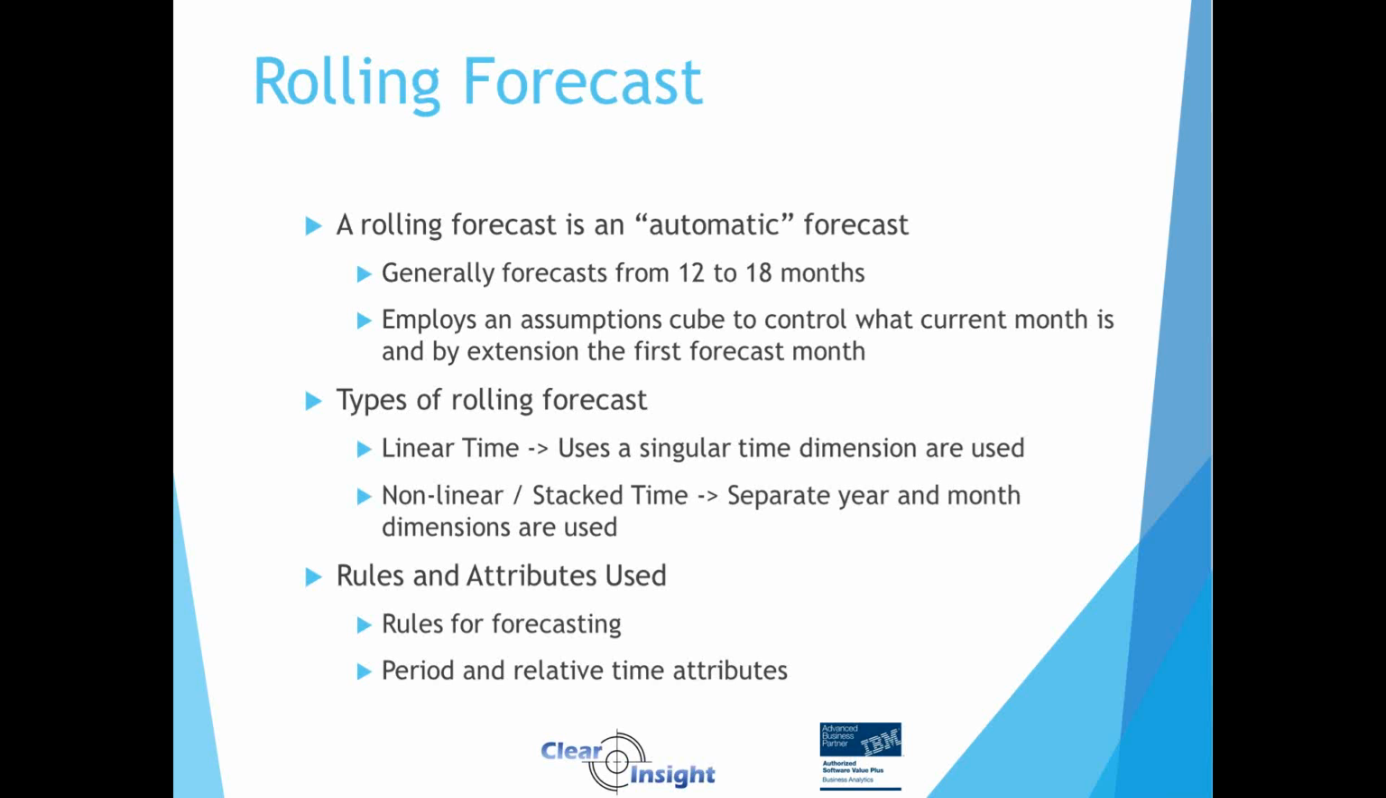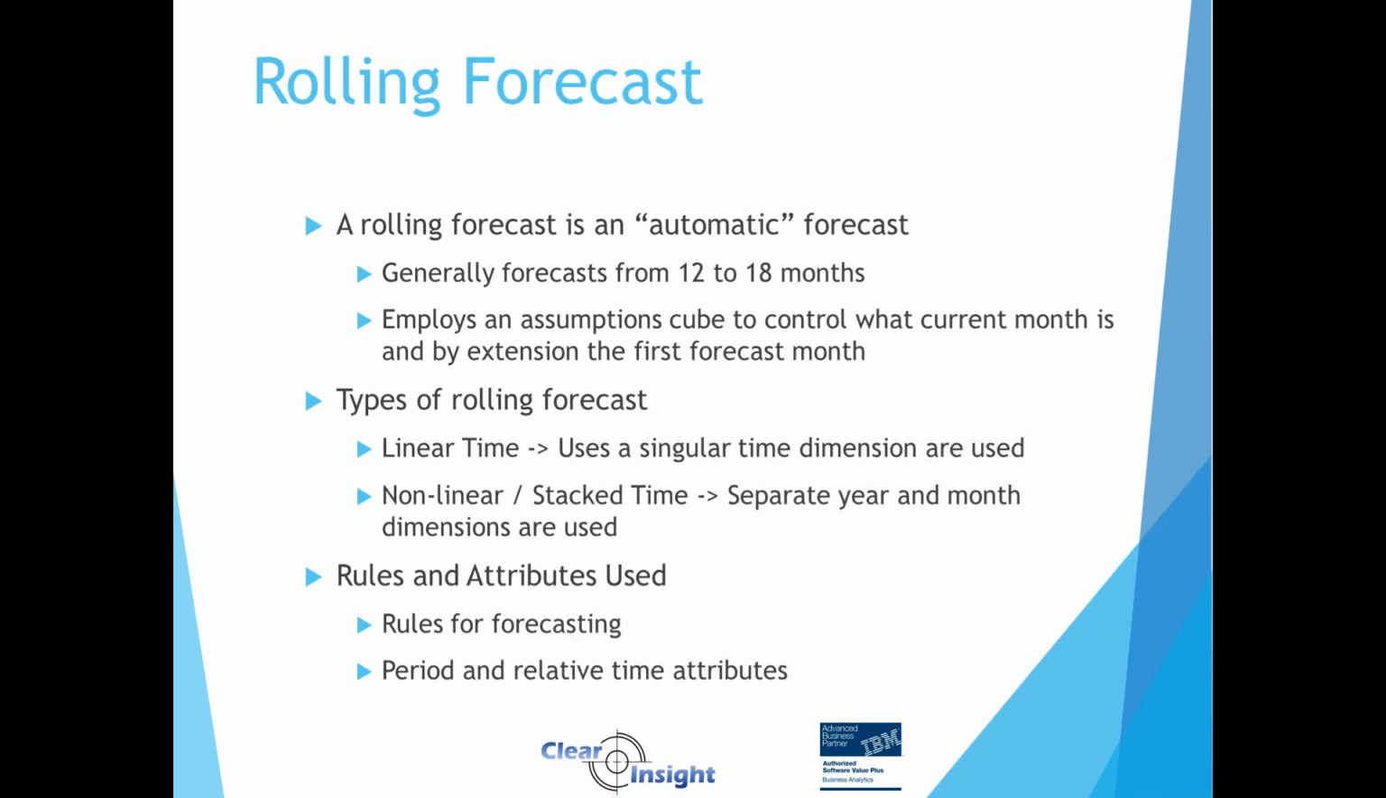So the types of rolling forecast there are really two, and they're based on time. Sorry, I should clarify. There are more than one type, like more than just a time-based rolling forecast. There are different ways to implement a rolling forecast. I have chosen to do it via rules. You can do it through TI, and you don't have to use the rules I've used either. There are multiple ways to implement.